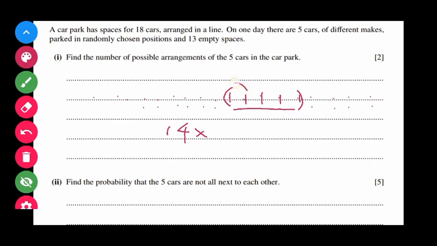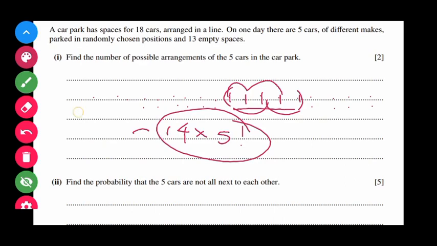And when you arrange them in order randomly, they can be arranged in 5 factorial ways. So this is the togetherness of 5 cars. So from total is 18P5. So from total, if you delete this answer, we get not together. 5 cars not together. I hope you got it.